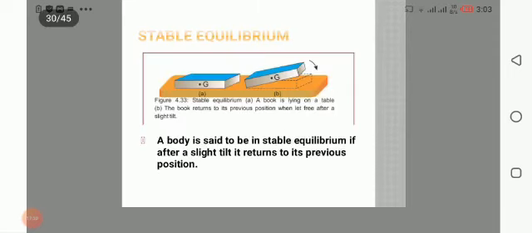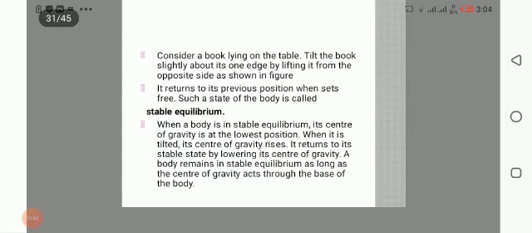Number one, stable. A body is said to be in stable equilibrium if after a slight tilt it returns to its previous position. This is called stable equilibrium. If you disturb a body, the body regains its position. This is called stable equilibrium. For example, a book is lying on a table. The book returns to its previous position when let free after a slight tilt.